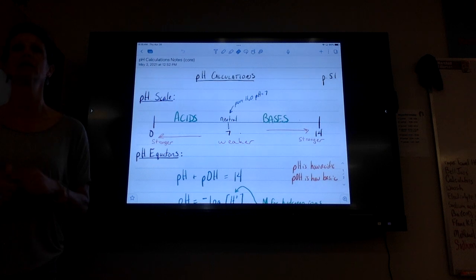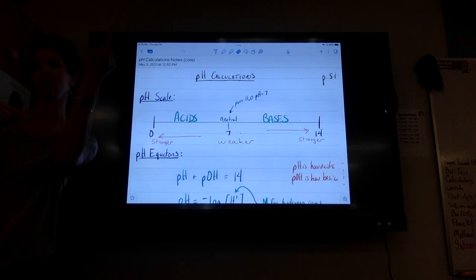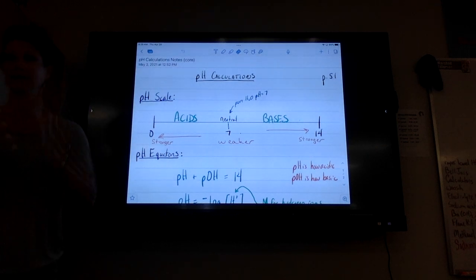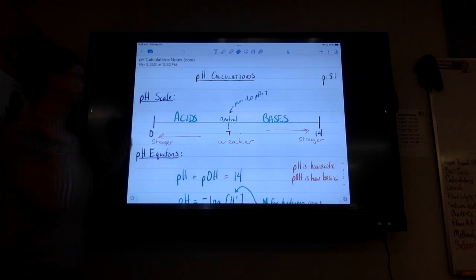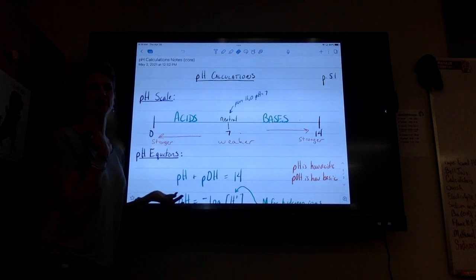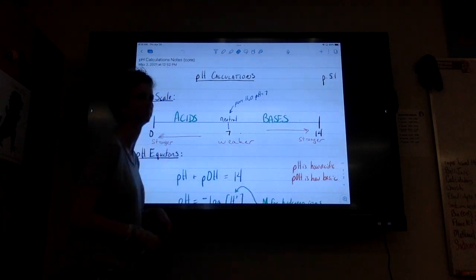Bases are opposite of acids. So if it's a strong acid, it's a weak base. If it's a strong base, it's a weak acid. Yes, it depends on which way they write the scale, but I've never seen it written backwards. So 0 to 14.